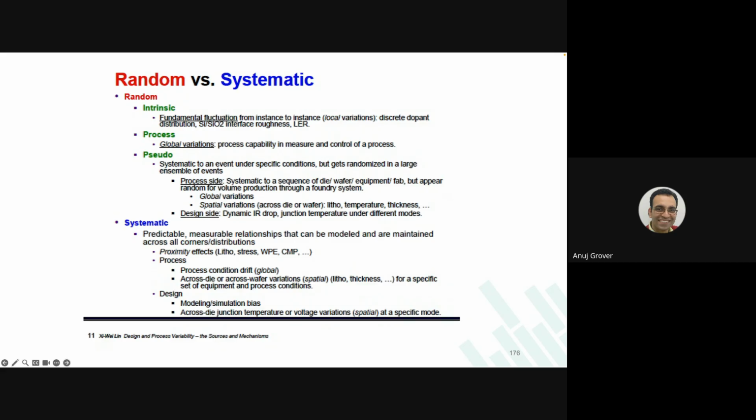We talked about well proximity effect in the last class. We understand the physics behind it. We know that the impact on VT is directly proportional to the distance from the well edge. If you have the layout, can you ascertain that distance? You can. So since you can ascertain that distance and you also know the physics behind it, you can always model it in your simulations.